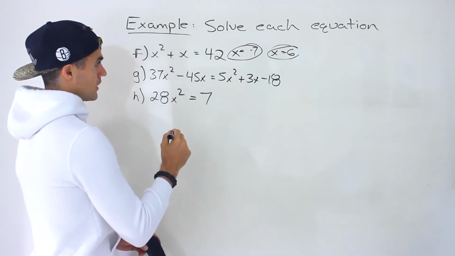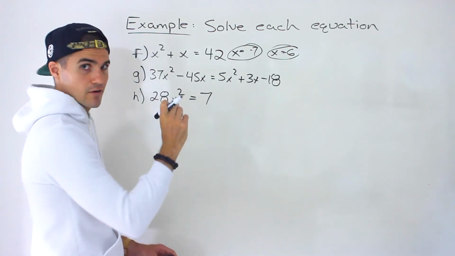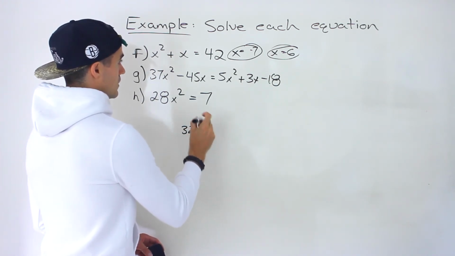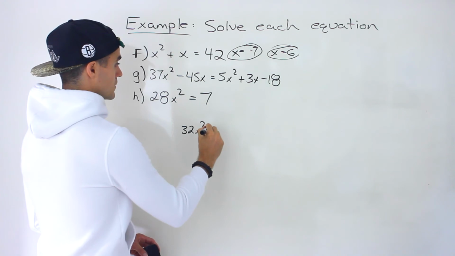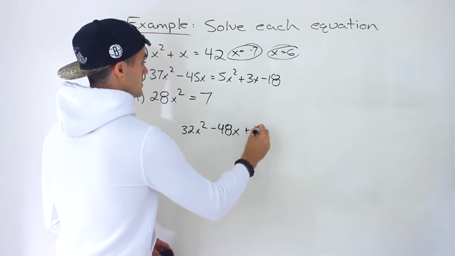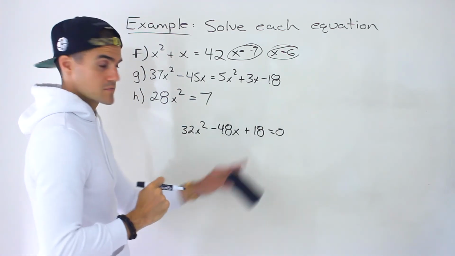And then part G, 37x squared minus 45x equals 5x squared plus 3x minus 18. So again, I'm going to bring everything over to the left side. When we bring the 5x squared over, 37x squared minus 5x squared would give us 32x squared. Negative 45x, bring this over, so we'd end up with negative 48x. Then we'd have plus 18 is equal to 0. When we bring the negative 18 over, it becomes positive 18.